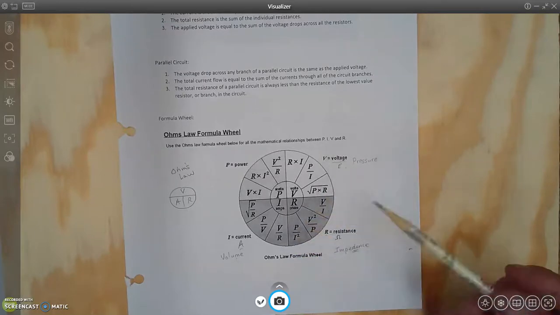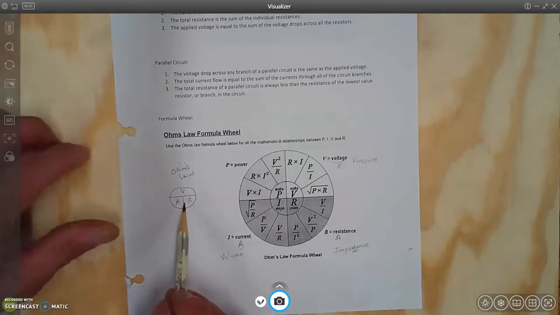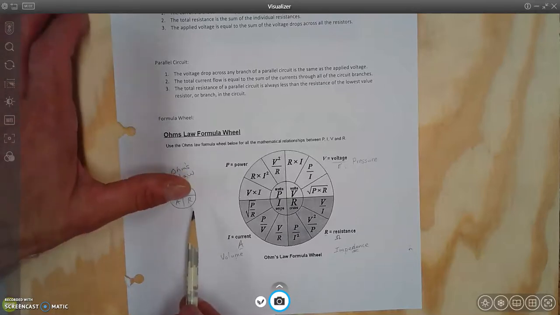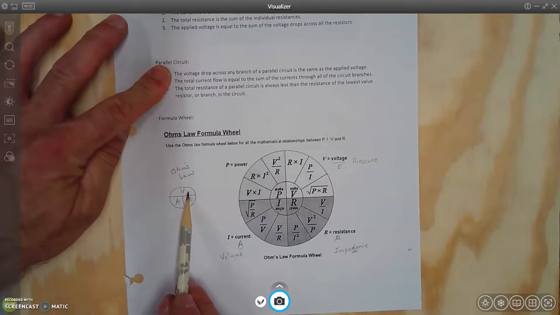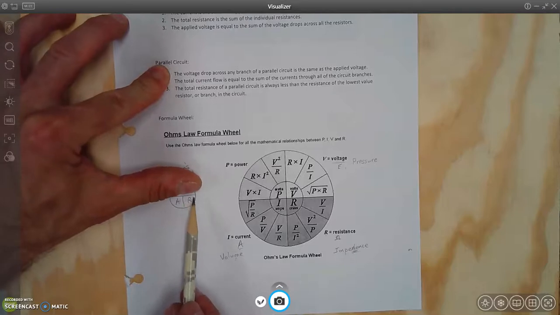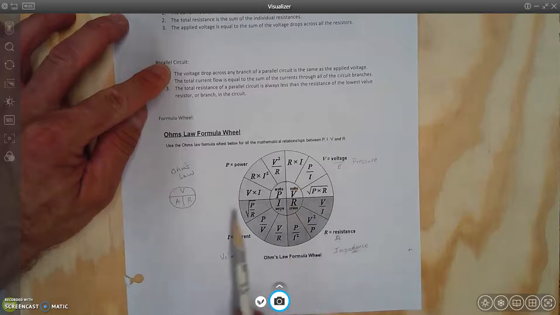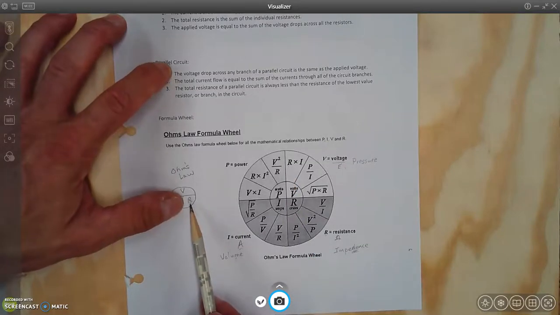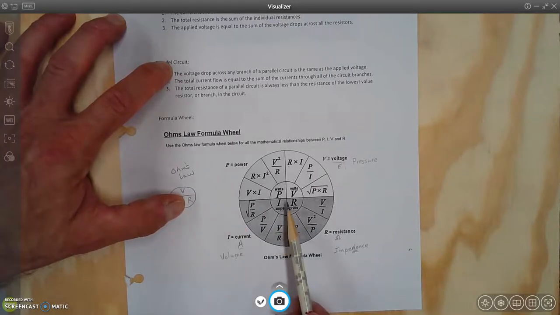The fourth thing, well, let me go ahead and come over to Ohm's law. If you want to find volts on this little wheel, you cover it up, and you have amps times resistance, which gets you volts. If you want to find amps, we cover up amps. Volts divided by resistance gets me amps. So this is my amps: volts divided by resistance equals amps, okay?